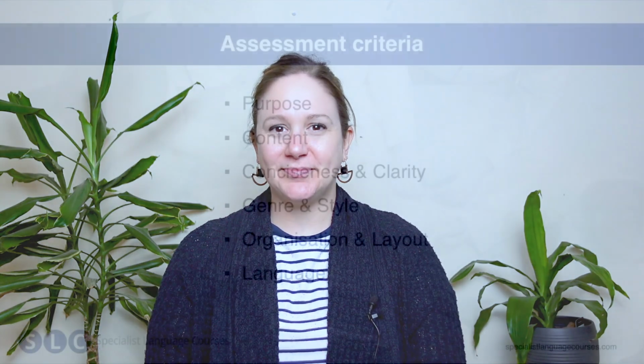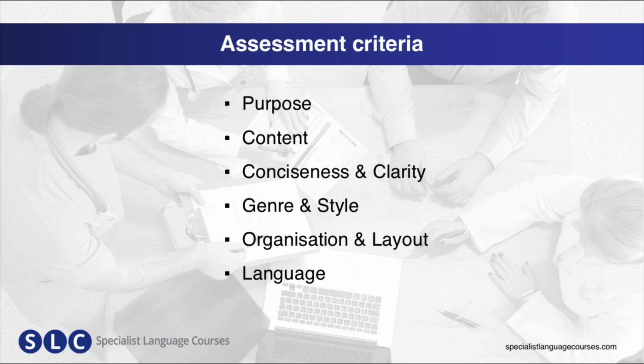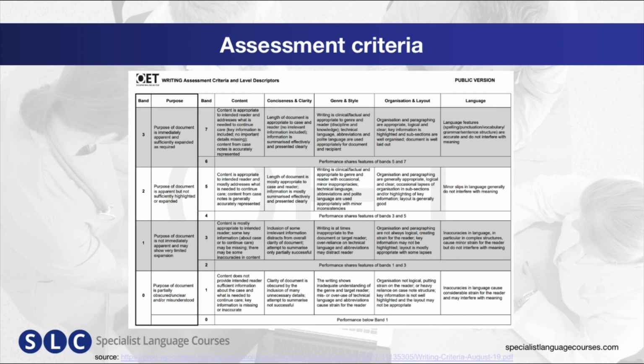We'll look at how you're assessed, what the criterion actually means, and how to improve in this area. Let's take a look. In the OET exam, you will be assessed on 6 criteria. Purpose is scored out of 3 and all the rest have a maximum of 7. You can find a downloadable copy of the writing criteria on the OET website. It's a good idea to take a look at the descriptors for Band 7 to see what you have to do to score highly in this area.